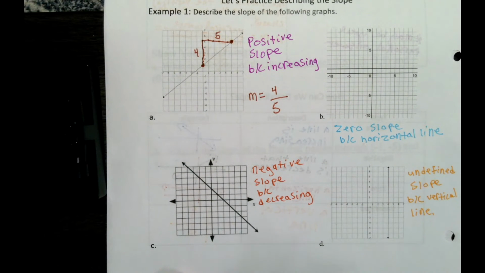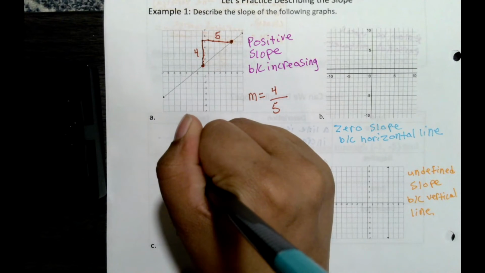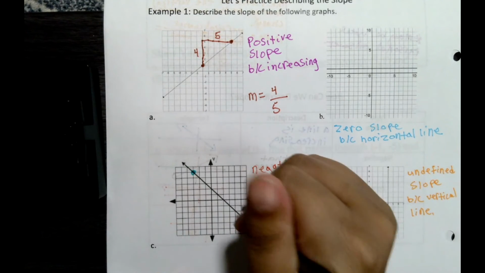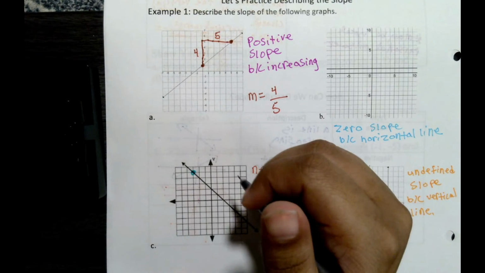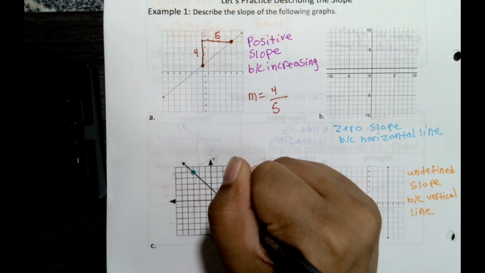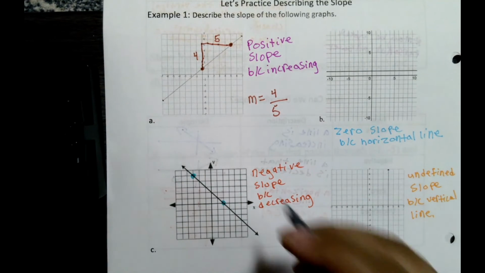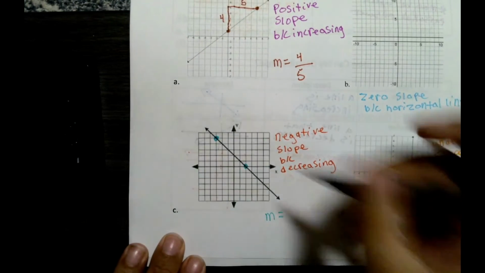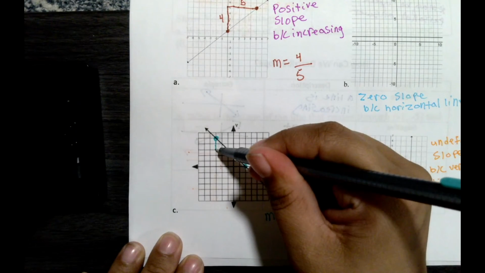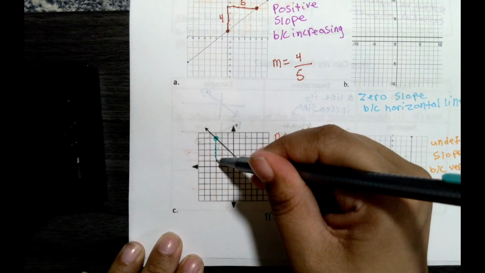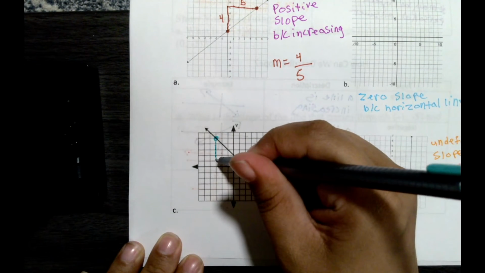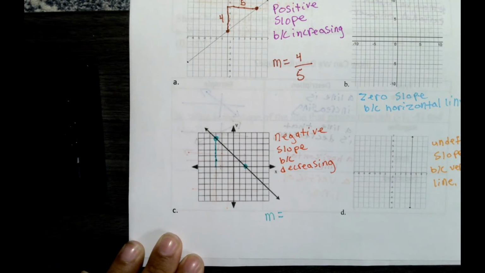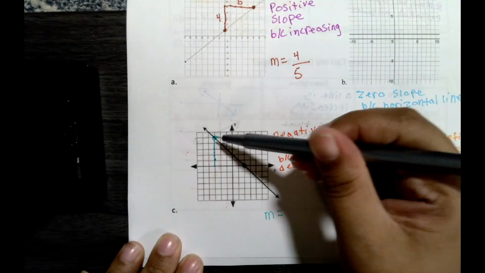6. So let me count again. 1, 2, 3, 4, 5. We're going down 5. And because we went down, it has to be negative. And then we're going over 1, 2, 3, 4, 5. So we're going over 5. So we get a negative 5 over 5, which has to simplify to negative 1.